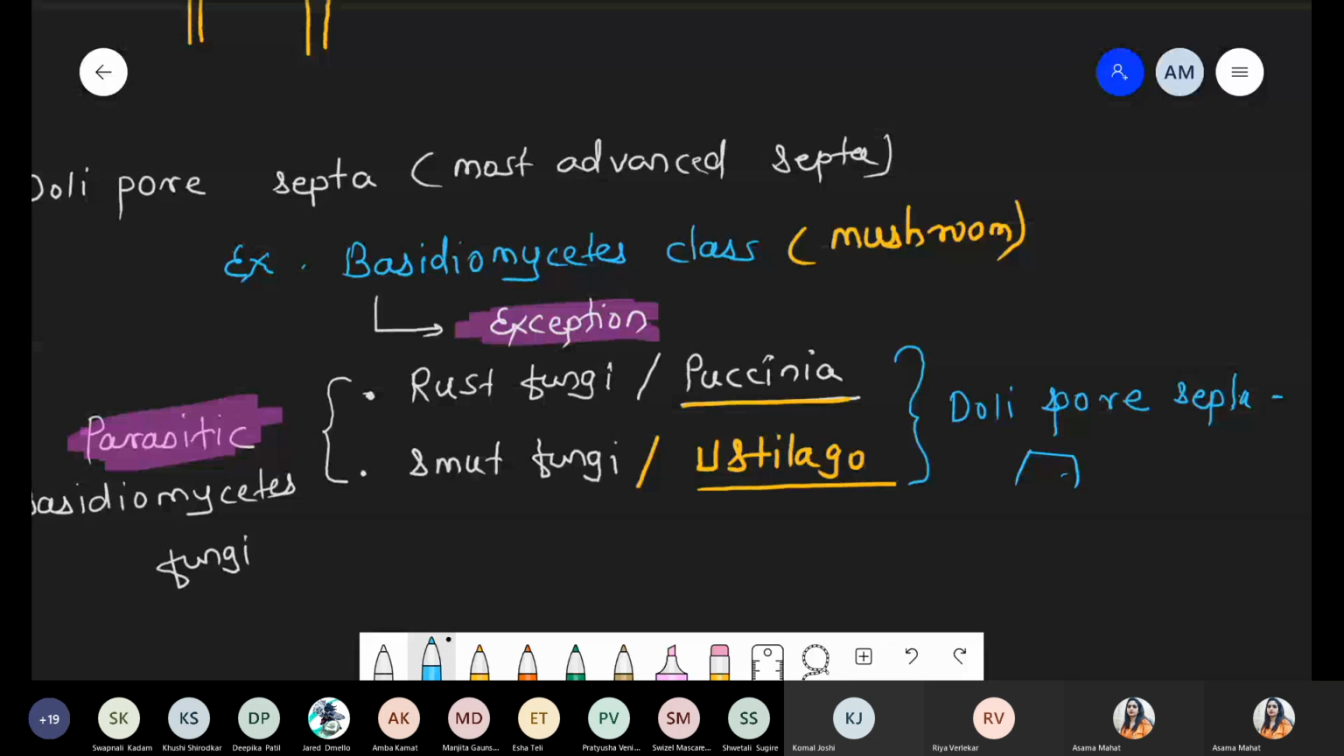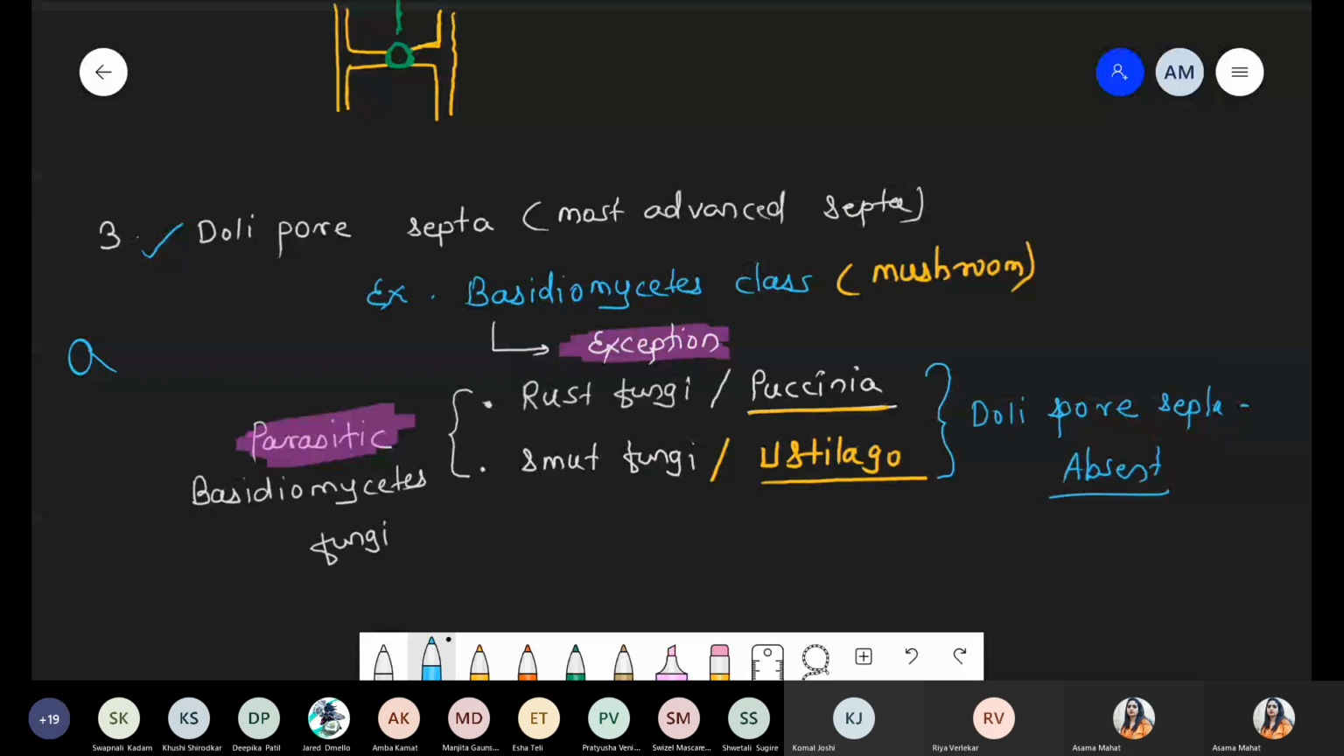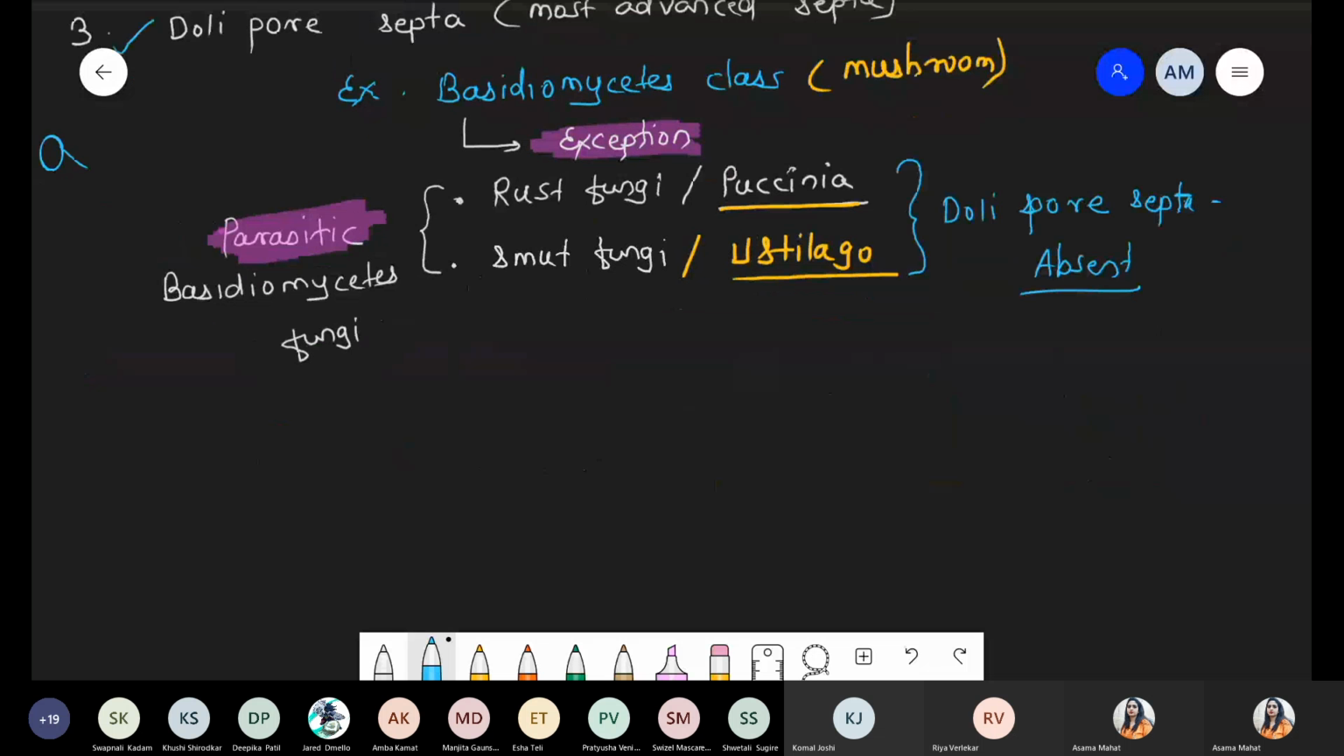So if there is a question, it will definitely come from the dolipore septa. Not a question on the complete septa, no question on the simple pore septa, but definitely a question on the dolipore septa, the most advanced, which is present in the Basidiomycetes class. Simple example: remember the mushroom belonging to Basidiomycetes. But under the Basidiomycetes class, two members, rust fungi and smut fungi, are the exception case. They lack the dolipore septa because both are parasitic fungi. Got it?